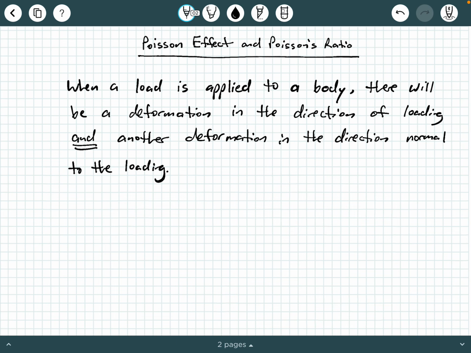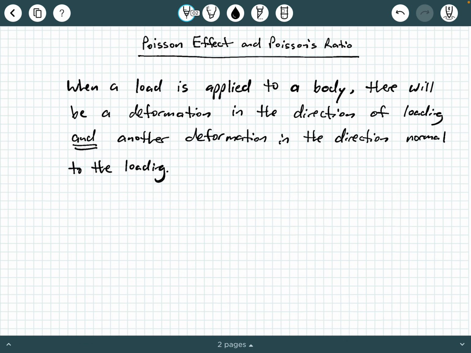Hey everybody, Dr. A here, and in this video we are going to be discussing the Poisson effect and Poisson's ratio. The Poisson effect and Poisson's ratio are named after the French mathematician and engineer Simon Poisson.